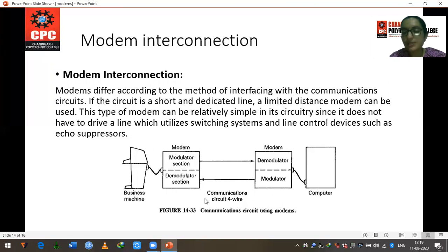Now on your screen, there is a communication circuit using a modem. This is a business machine, and it sends some data to your modem. It's a modulator section, and next one is your demodulation section. Demodulation is the receiver part. You already know that. After modulation, the data will be sent to the next modem, modem number 2, and will be demodulated, and it goes to the computer. This is a communication between a 4 circuit with 4 wires.